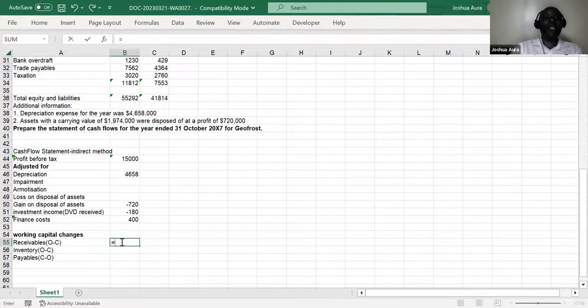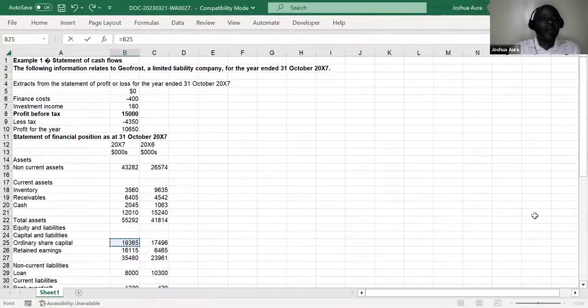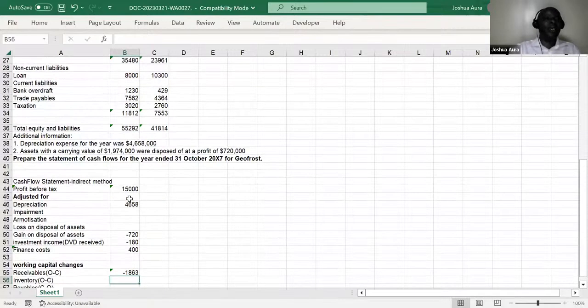So I'll type equals. Receivables: if I page up here, am I able to see receivables? Yes, opening. Remember, the opening balance will be the earliest year given. So for receivables, the earliest year given is this. You say minus, all right? Minus this, which is the closing, O minus C. Then you press enter, and you see it's automatically negative.